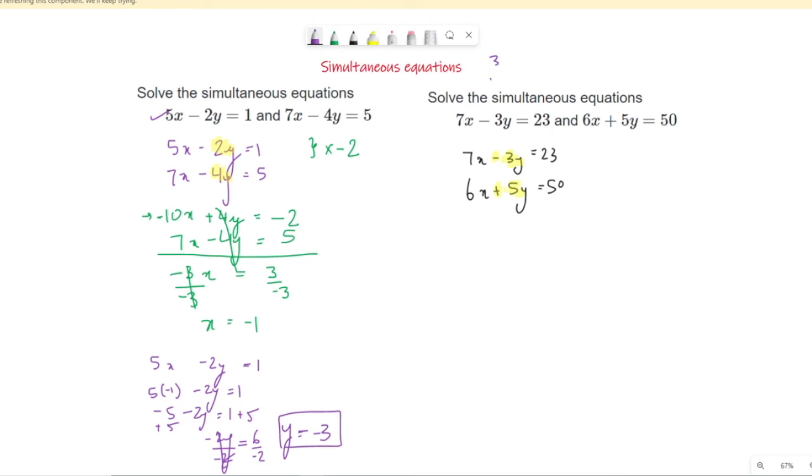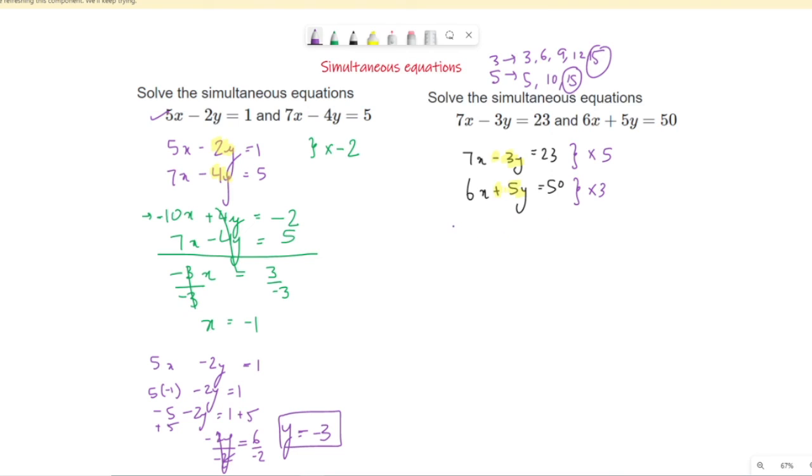So you have to find the lowest common multiple of 3 and 5. So 3 will give you 3, 6, 9, 12, and 15. 5, 10, and 15. So 15 is the lowest common multiple. You need to change both of these numbers to 15. To change the 3 to 15, you have to times it by 5, and times this one by 3. This time we don't have to change the sign, so we just multiply by the normal numbers.